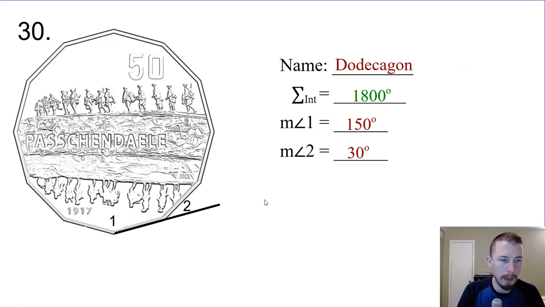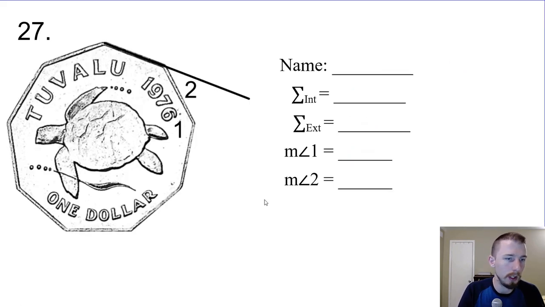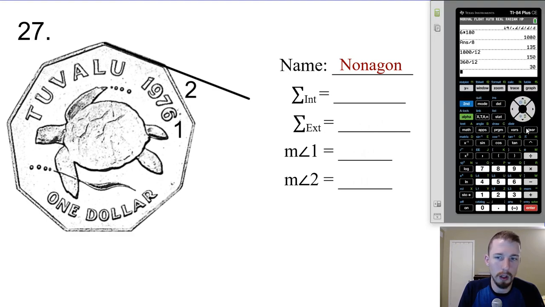Very good. I'm not sure if that's the last one. Nope, we got Tuvalu. Tuvalu is a small island in the South Pacific. So not surprisingly, they've got a sea turtle on their coin, their $1 coin. We've got 1, 2, 3, 4, 5, 6, 7, 8, 9. So this is a nonagon. It's kind of cool. The interior angles are going to add up to 9 minus 2, which is 7. So 7 times 180, which is 1260.